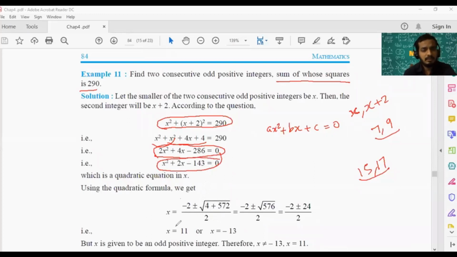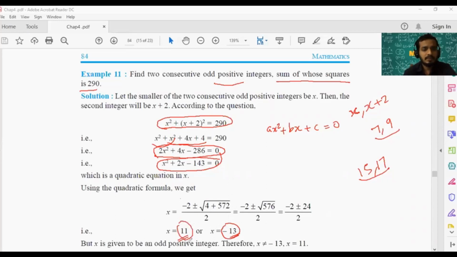You can then apply the quadratic formula to find the solution. The solutions will be x is equal to 11 and x is equal to minus 13. In the question it is given that the integers are positive, so we avoid this minus 13 and choose only 11.